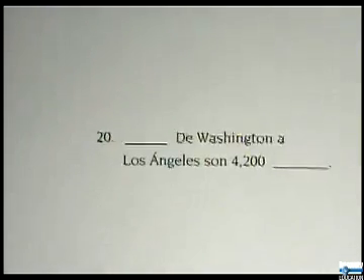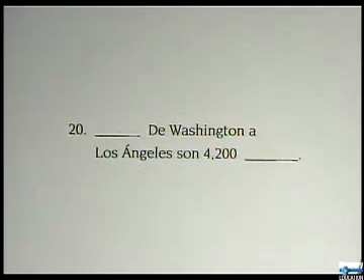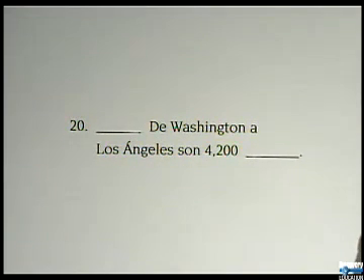Let's look now at number 20, the last one we see here. De Washington a Los Ángeles son 4,200 what? Write the letter of your response next to number 20.